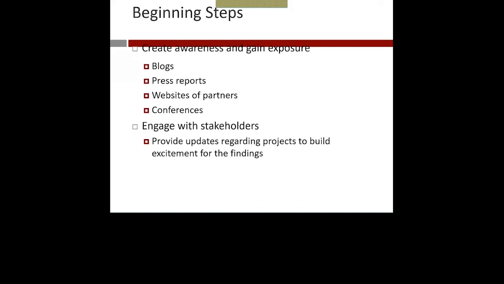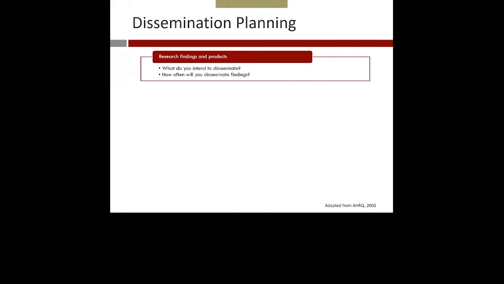So when it comes to dissemination planning, it's important to think about several things. One of them is research findings and products. So what do you intend to disseminate and how often will you disseminate findings? Again, this is something that you should think about at the beginning of a project, not at the end, and hopefully you would have more than one item you can disseminate and that you would be able to disseminate findings throughout the project instead of just at the end.